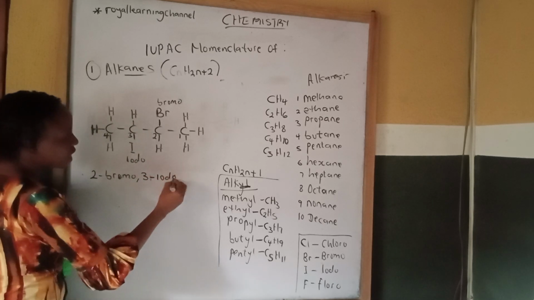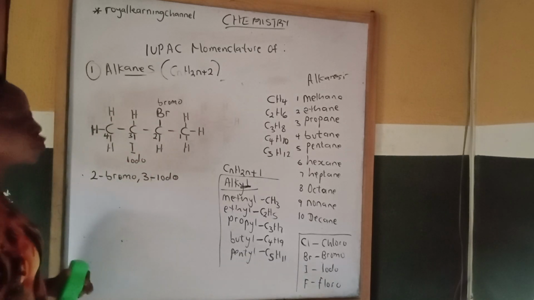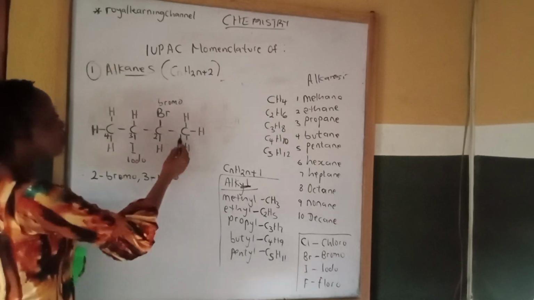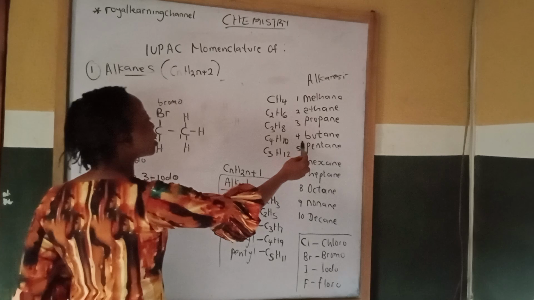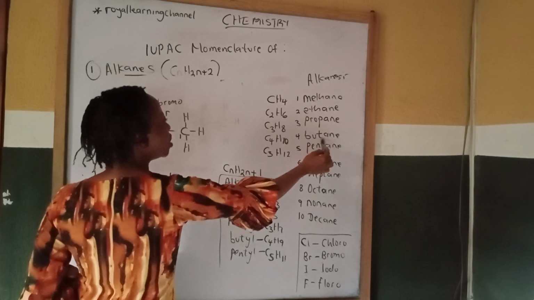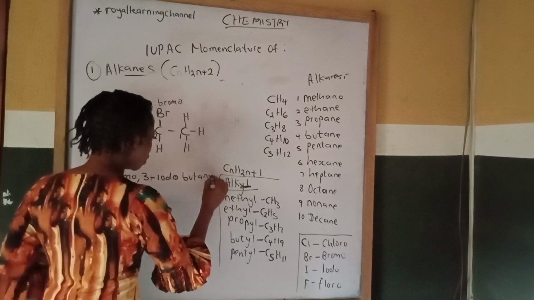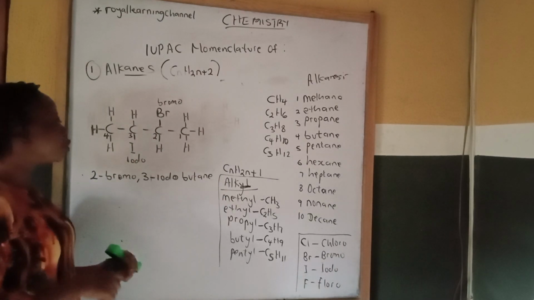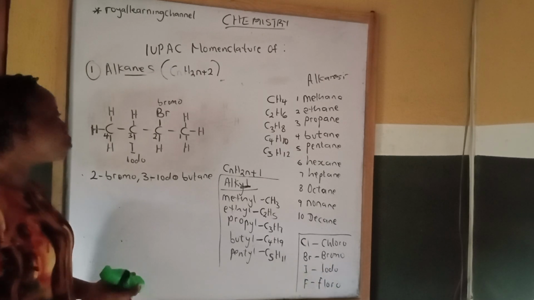3 iodo. Then after that, you have named all the substituents there. Then the next thing is to name your root hydrocarbon. 1, 2, 3, 4. So your root hydrocarbon will be the fourth member of alkane, which is called butane. So therefore, this structure is 2 bromo 3 iodo butane.